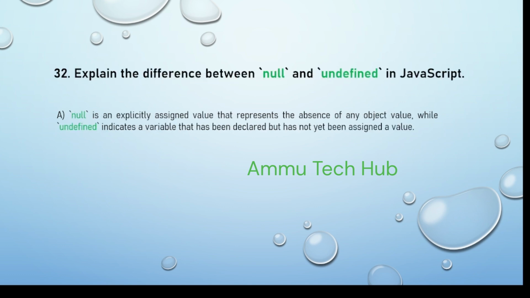Explain the difference between null and undefined in JavaScript. Null is an explicitly assigned value that represents the absence of any object value, while undefined indicates a variable that has been declared but has not yet been assigned a value.